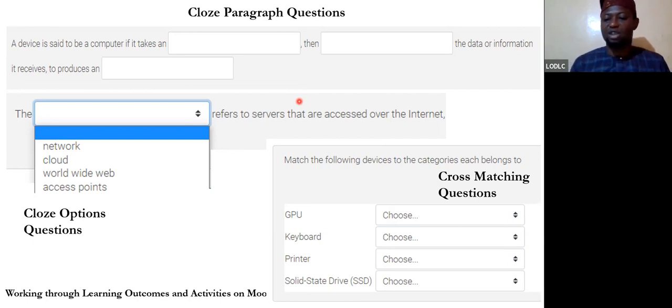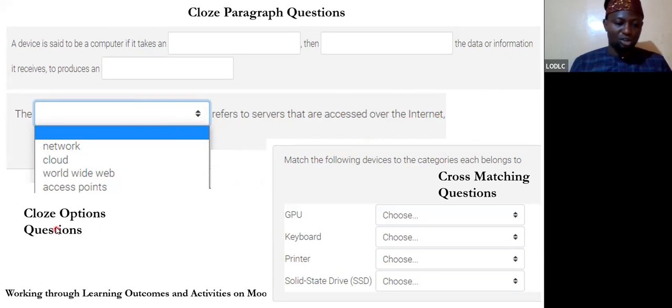Then we have closed option questions. In closed option questions, students are expected to click on this particular arrow so as to see the correct options here. Look at this one: the dash refers to servers that are accessed over the internet. If the correct option is network, the student will pick network. If the correct option is cloud, the student will pick cloud. And if the correct option is World Wide Web, the student will pick World Wide Web. So students are expected to pick the correct option from the drop-down arrow.